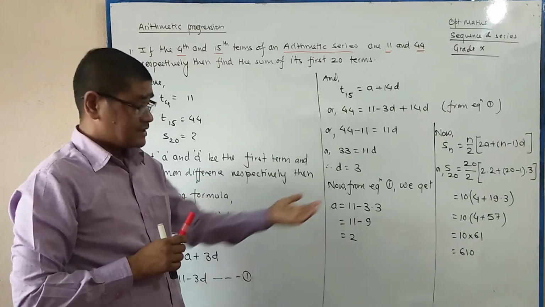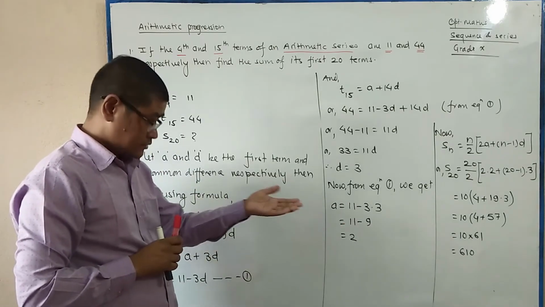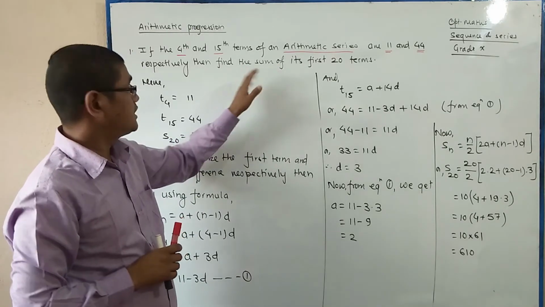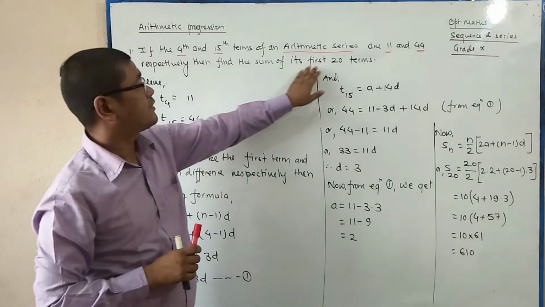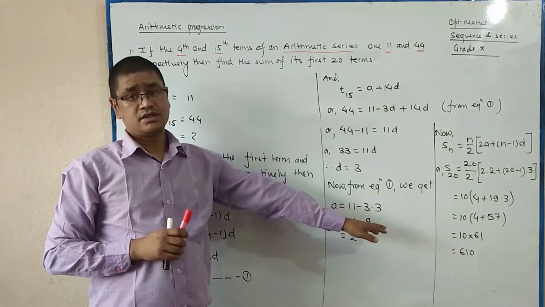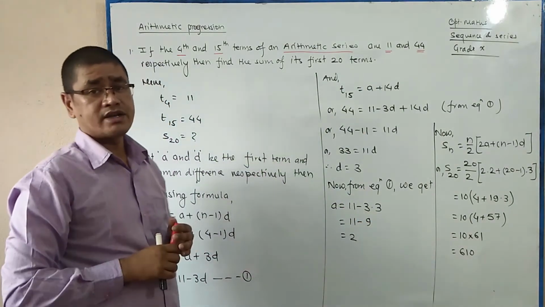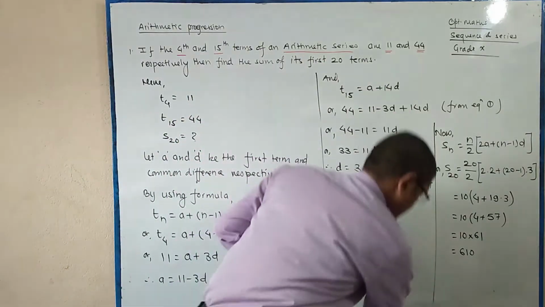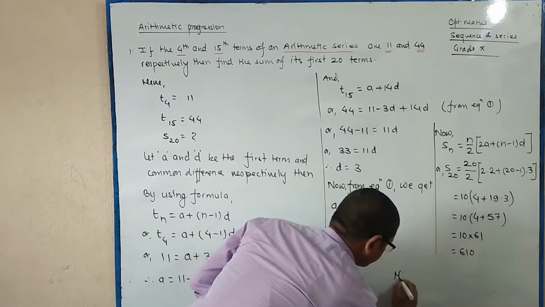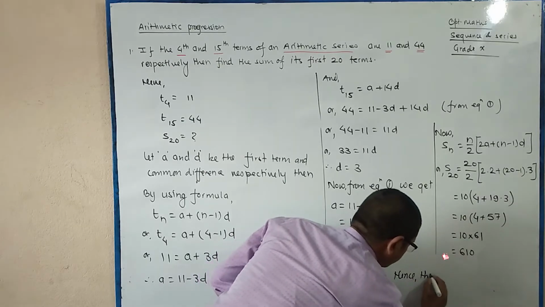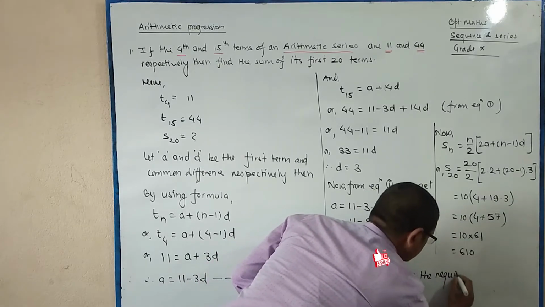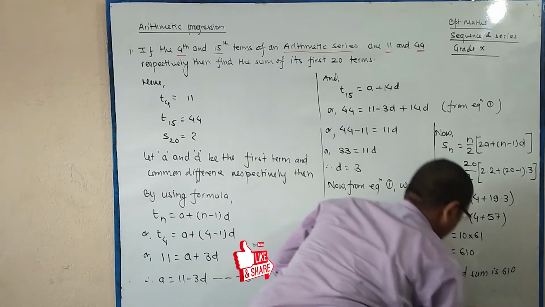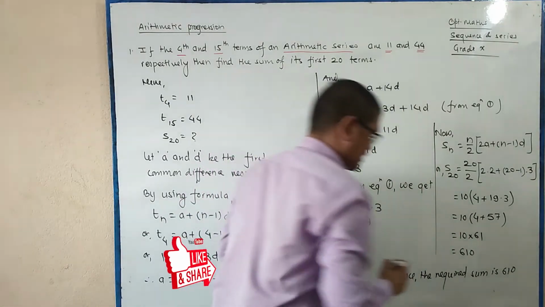We have calculated the sum of the first 20 terms. That is our required value from the given question. Sorry, the sum of its first 20 terms is 620. Hence the required sum is 620. We must give a conclusion. Hence the required sum is 620.